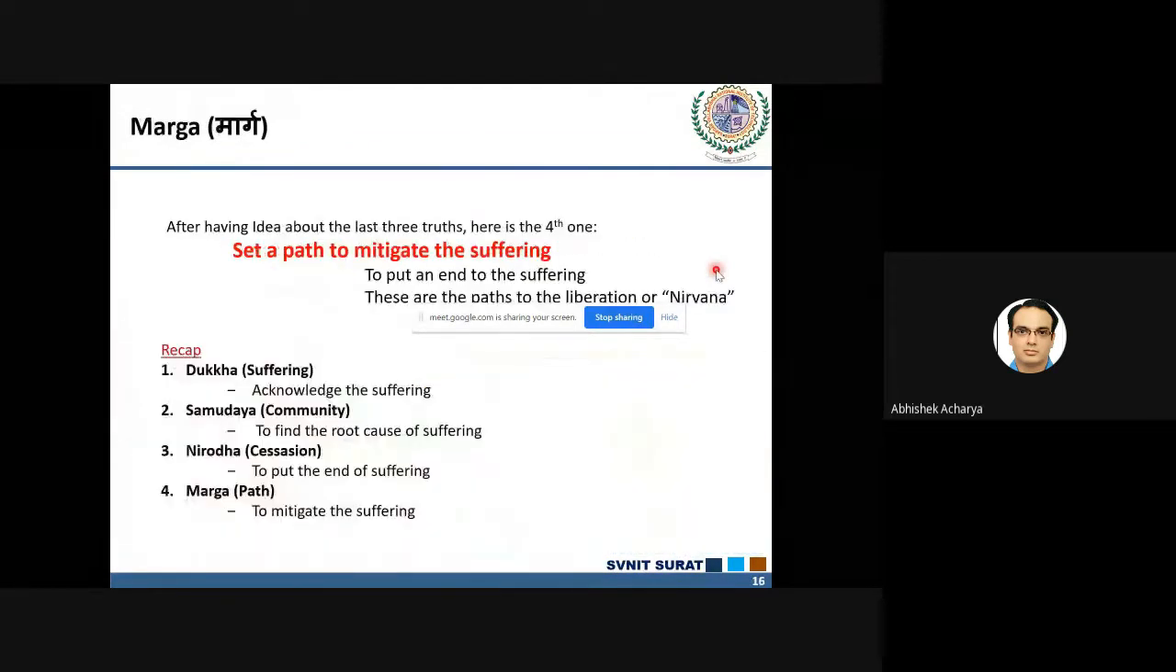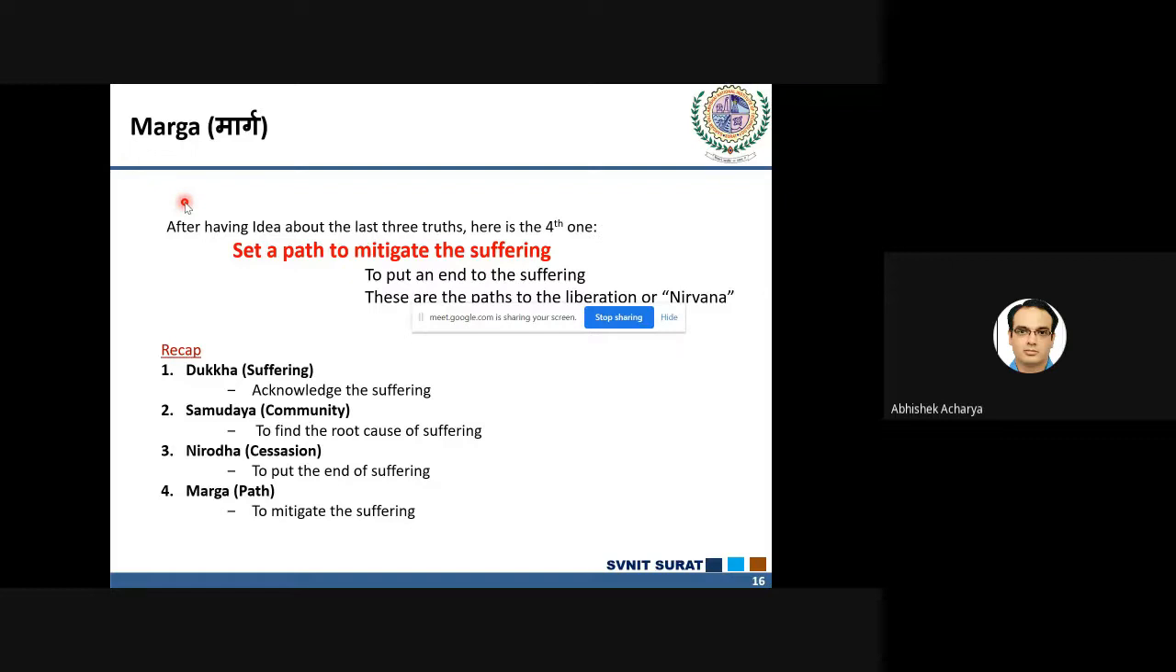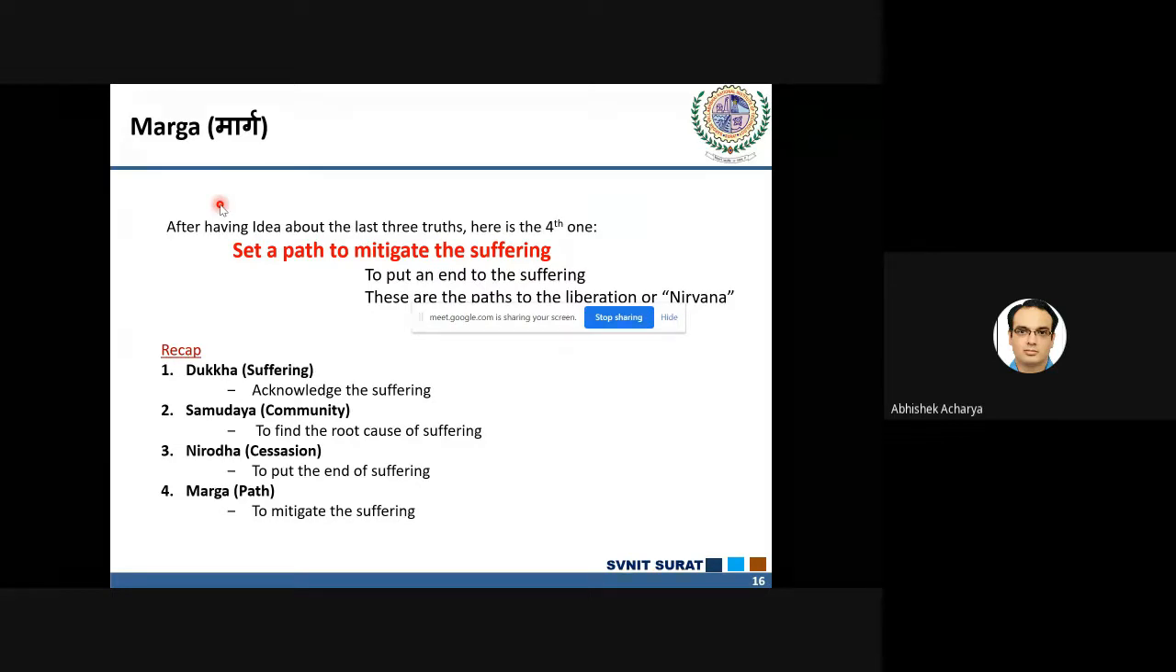Anyways, now let us come to the last noble truth, the fourth noble truth of Lord Buddha, and this noble truth is marga. What I mean by marga is that you have to set a path. After getting cessation, or after getting a solution to some problem, now you have to set a path. You have to build a prototype for that. For any product or any service, ultimately you have to build a prototype first. In order to test that, this marga is a little bit similar to the test step or the prototyping step of the design thinking process.